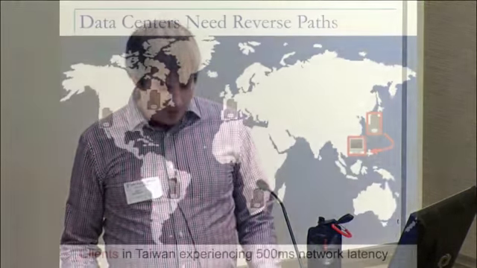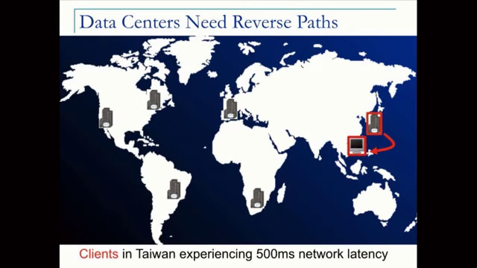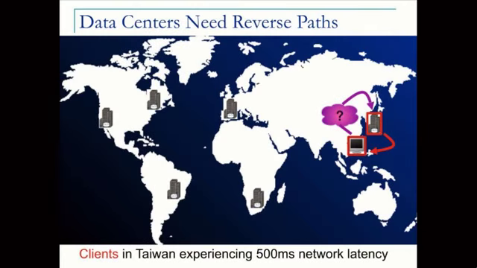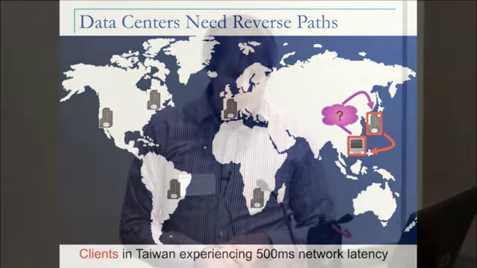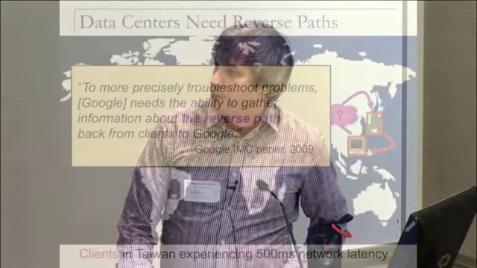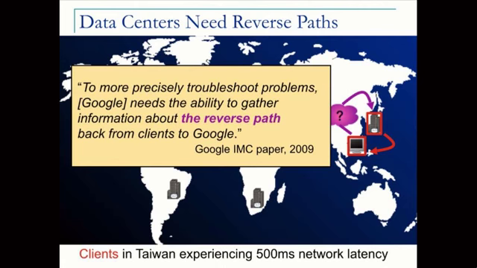But most communication is two-way, including Google's, and most paths on the internet are asymmetric. And so it seems like there's probably a problem on the reverse path, but they have almost no visibility into it. So their conclusion was that to more precisely troubleshoot paths, they needed the ability to gather information about the reverse path back from clients to Google.